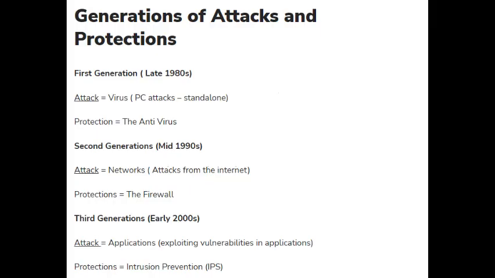Generations of attacks and protections. First generation, late 1980s. Attack equals virus, PC attacks, standalone. Protection equals the antivirus. Second generation, mid-1990s. Attack equals networks, attacks from the internet. Protection equals the firewall.